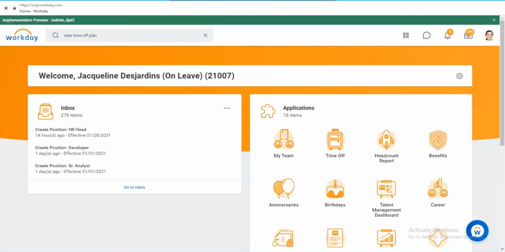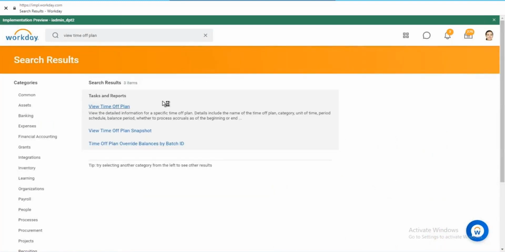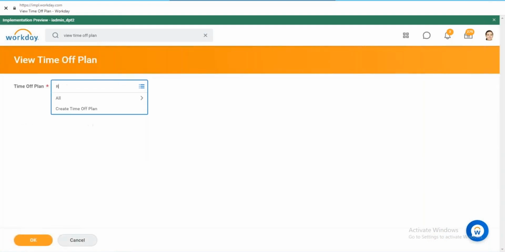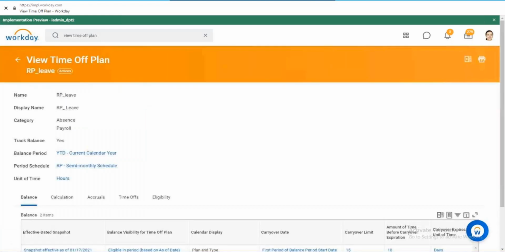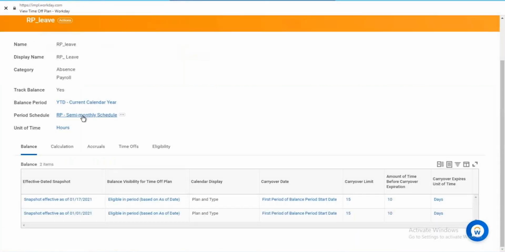Well, this one I was just playing with was RP underscore leave. Okay, this one. Current calendar year, semi-monthly. Did you create a period schedule? No, I used it from the previous one. I just used that one.